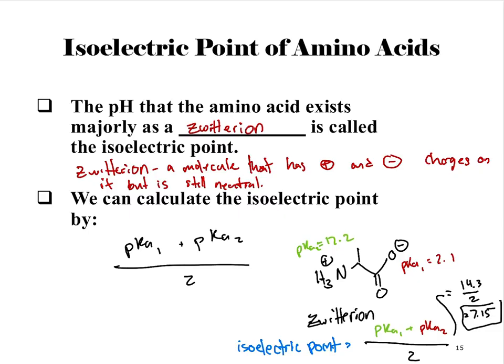All right, and because this has to do with the equilibrium of going between the protonated and deprotonated forms, if you're slightly above or slightly below the isoelectric point, that doesn't mean that you don't see the Zwitter ion at all. It's just that this is the optimal pH at which you'll see majorly the Zwitter ion form.